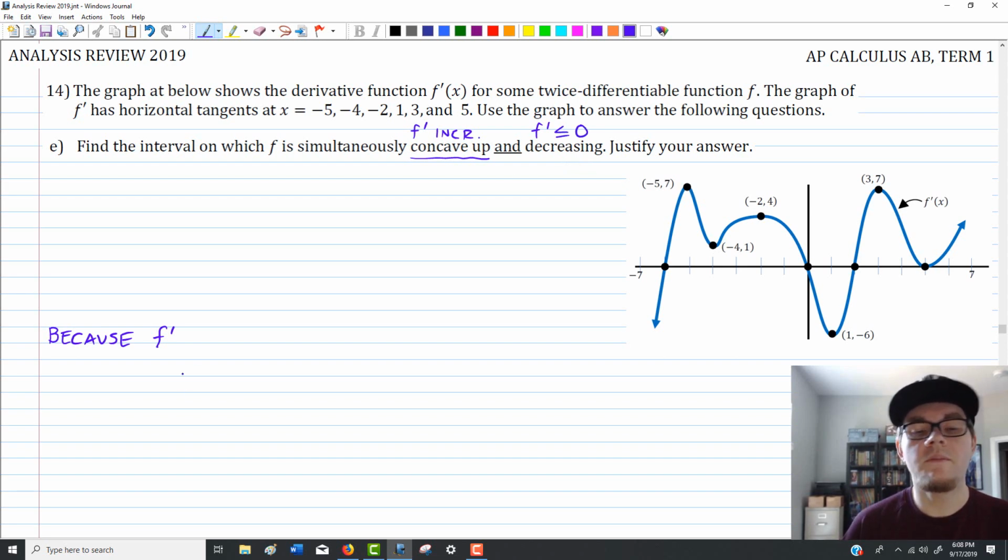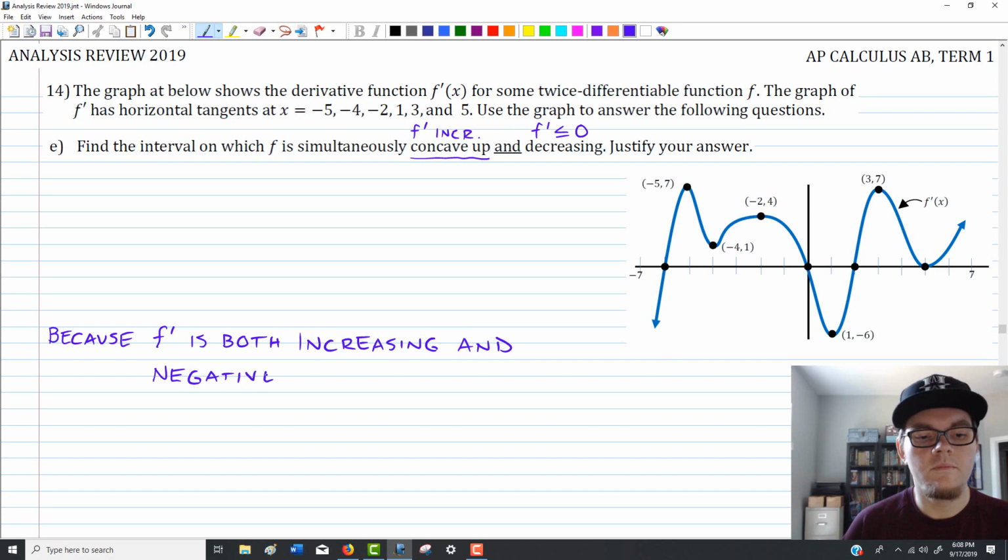So basically, those are the two possibilities that we're looking for. I'm going to say this is true because f prime is both increasing and negative. I should probably say both concave up and strictly decreasing, but we'll forgive that for the moment. I don't want to go rewrite it. So those are the reasons.